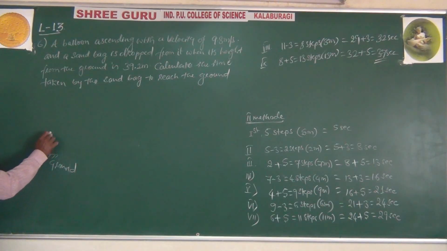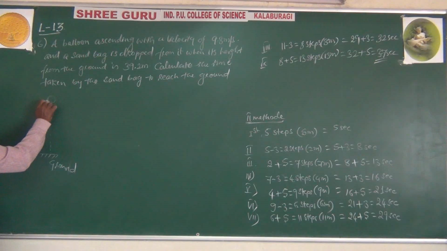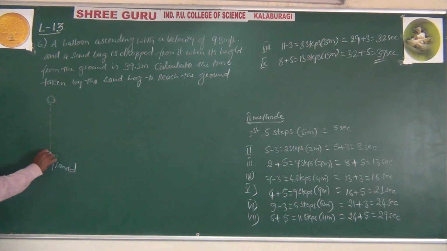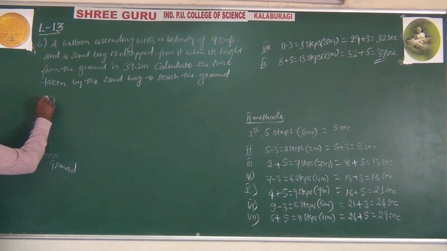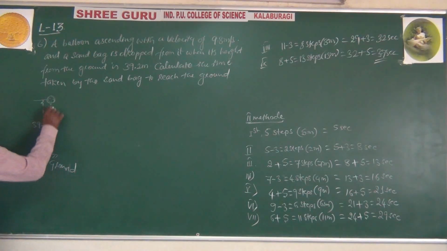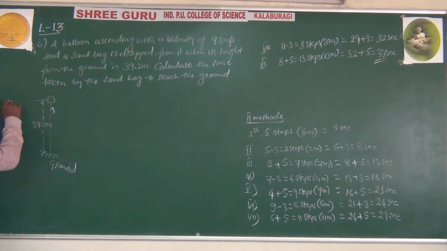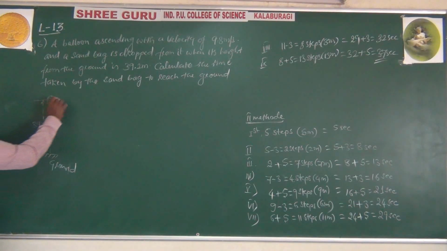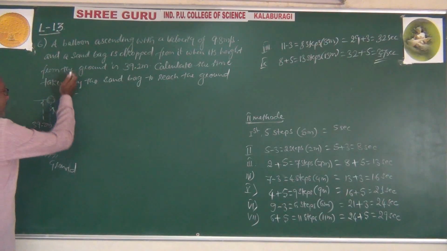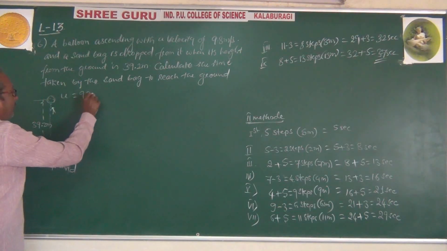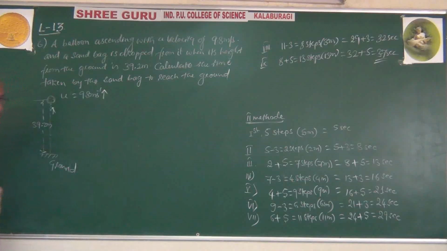And the balloon is ascending. It will reach up to this position, and this height from the ground is given as 39.2 meters. Whenever the balloon is at this position, it is rising, ascending, moving up with an initial upward velocity of 9.8 meters per second.